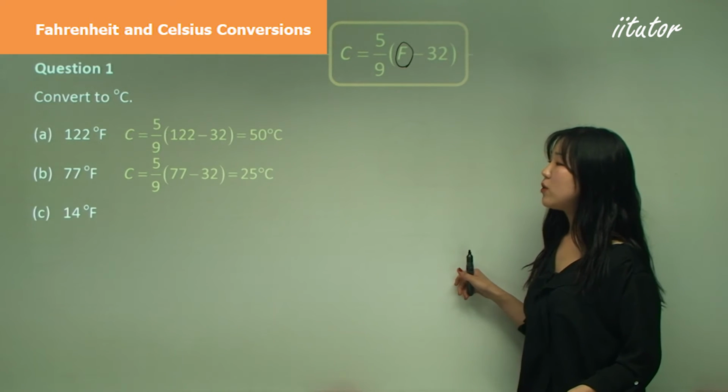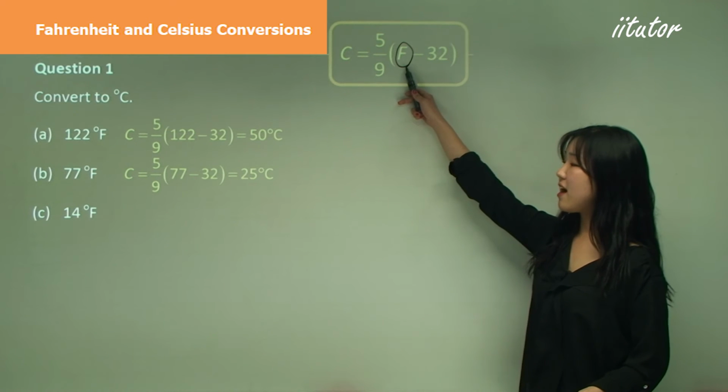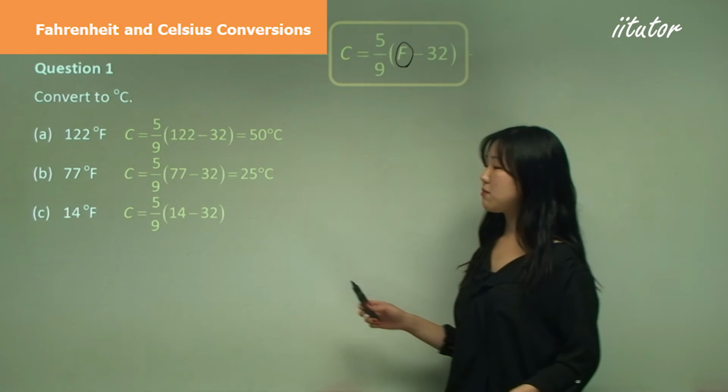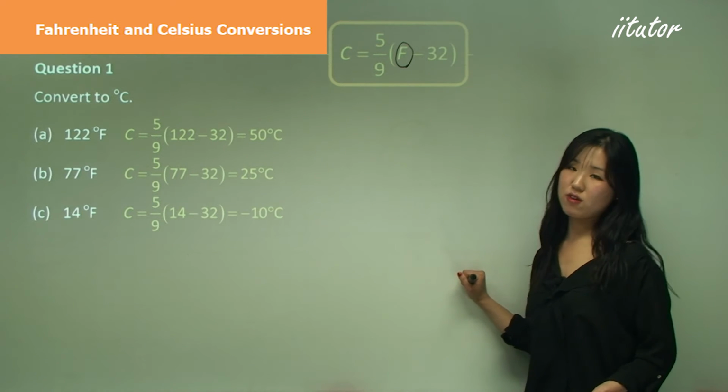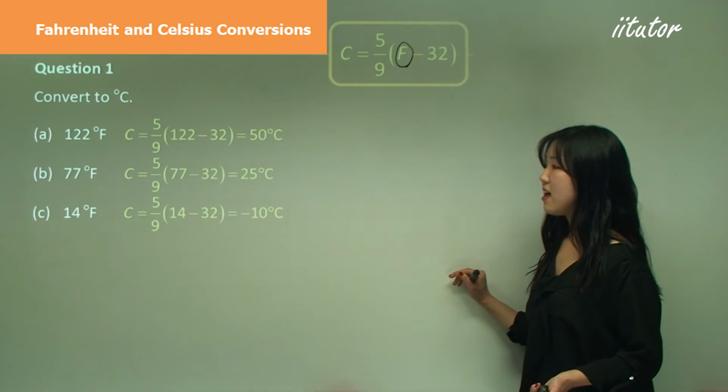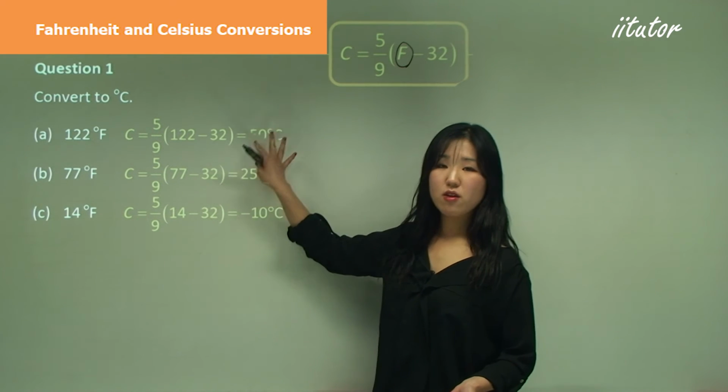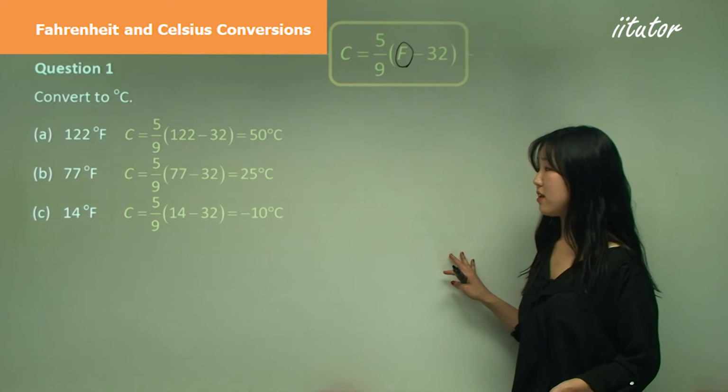Now C, 14 degrees Fahrenheit, put it into there, like that. 14 minus 32, multiply that by 5 over 9 again and get negative 10 degrees Celsius. And as you can realize, the degrees Celsius value is always quite less than the Fahrenheit one, yeah?